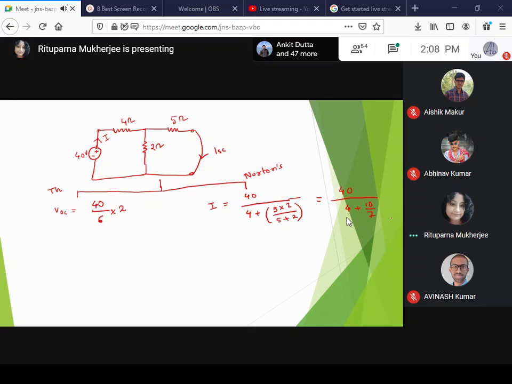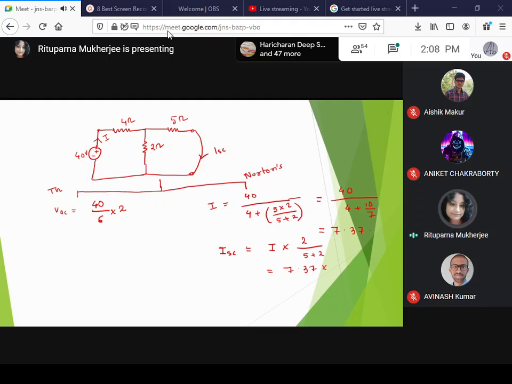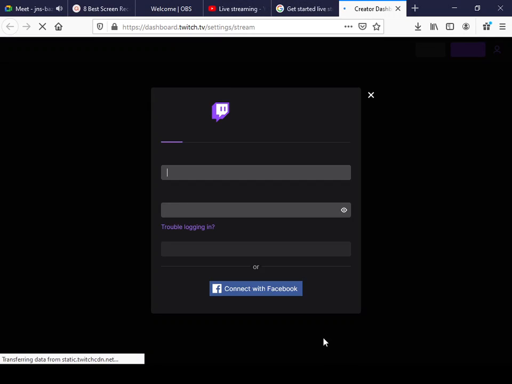This should be 4 plus 10 by 7, which is 5.43. 40 by 5.43 is 7.37. So what will be the value of ISC? ISC should be equal to total current into the opposite resistance, that means 2 divided by the total resistance, 5 plus 2. That means 7.37 into 2 by 7. How much? 0.27 into 2 by 7, which is 2.10.